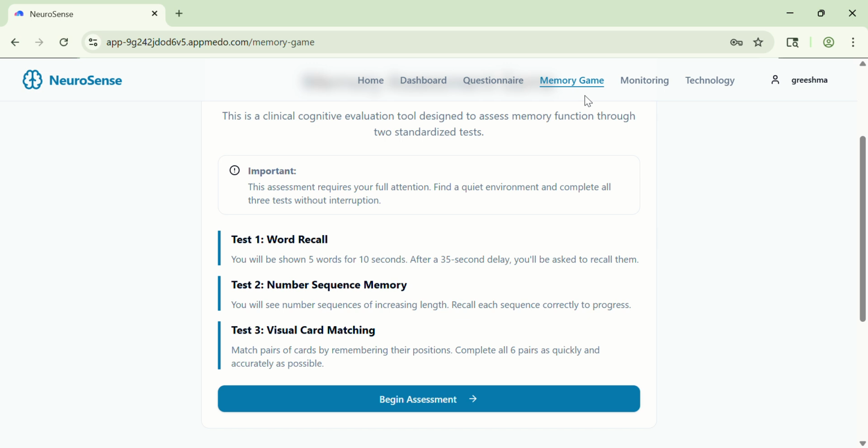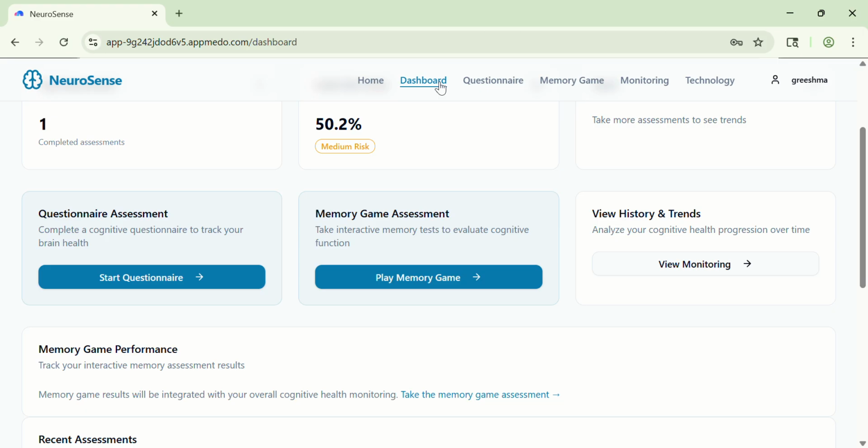After that, the AI model processes the test data and predicts the Alzheimer's risk level. We use machine learning to identify patterns in the user's responses. Based on these patterns, the system gives a risk score such as low, medium, or high risk. This helps in giving early warning signs if any cognitive decline is detected. And in our dashboard, we display the result. The dashboard displays the user's risk score and overall assessment result in a simple format. It also shows the previous test history and the trends of the previous tests.